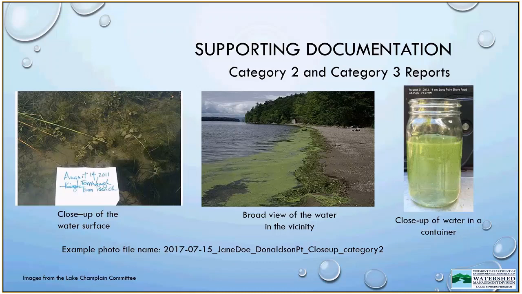The second is a broad view of the water in that vicinity. We want to get a feel for how much of a cyanobacteria bloom there is, how far it extends away from you down the beach. And then finally, provide us with a close-up of water in the container. You'll take your sample in a jar and allow it to sit free for a few minutes. Again, that gives time for cyanobacteria to float to the surface and other things to sink to the bottom.